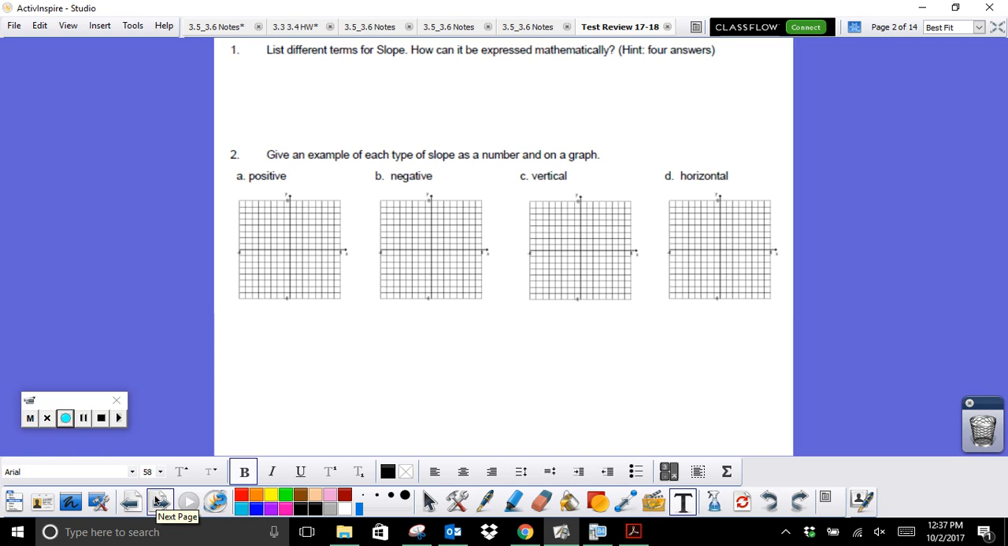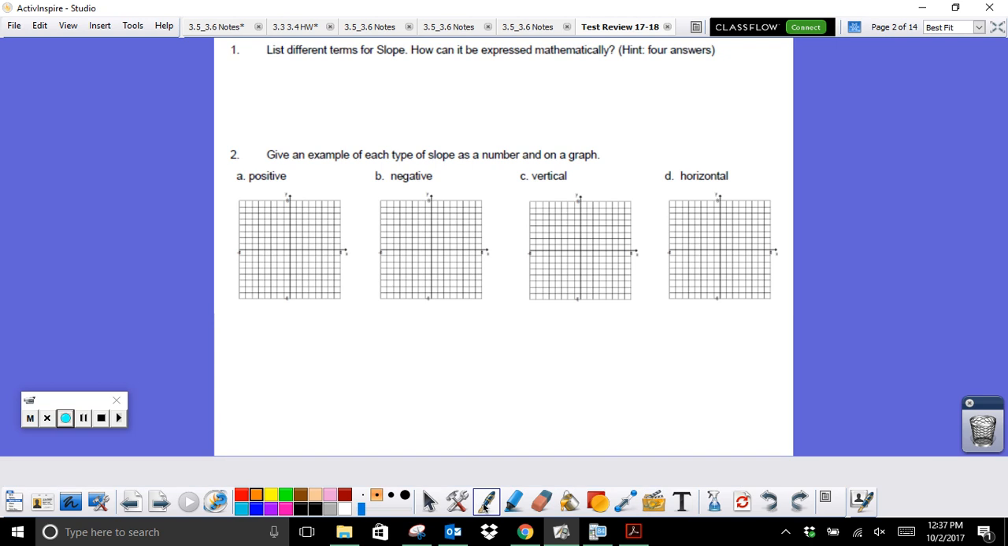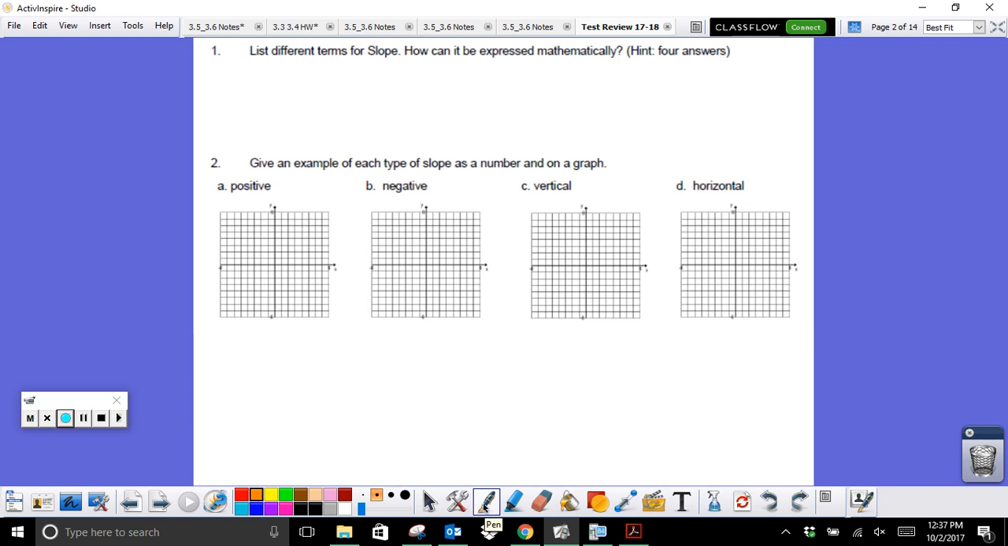Number 1, list different terms for slope. How can it be expressed mathematically? You're going to have 4 answers here, so you need to make sure you know all 4 of these because you will be asked questions about this on the test. And the first thing you need to remember is that another phrase for slope is constant rate of change. So constant rate of change. This is very, very important. You can put a star next to that.